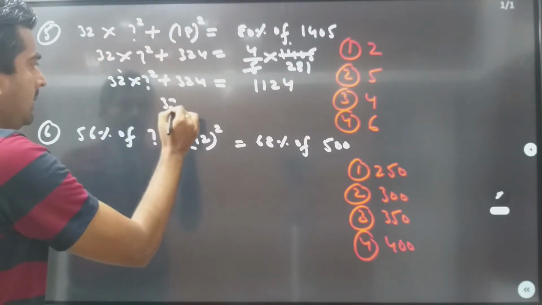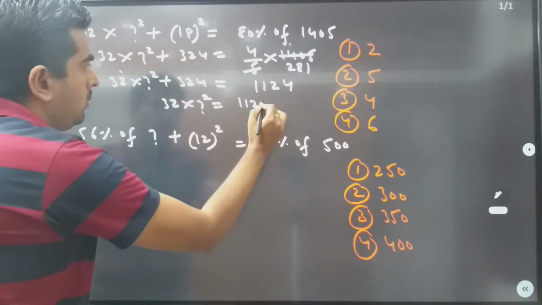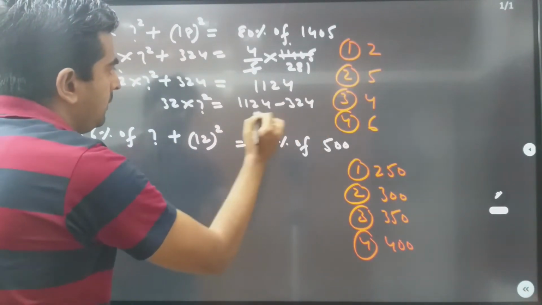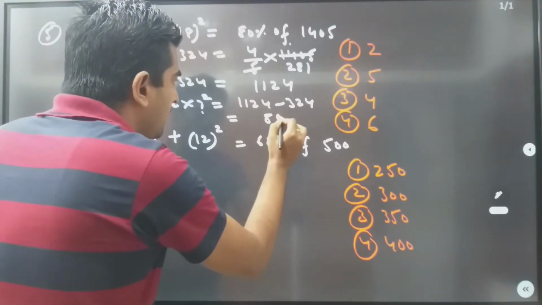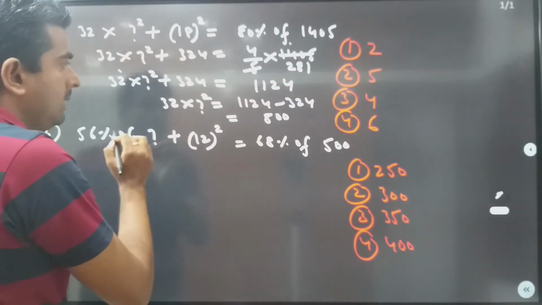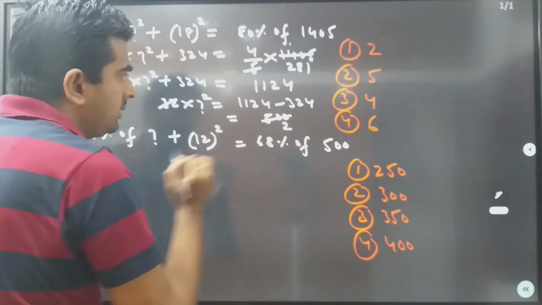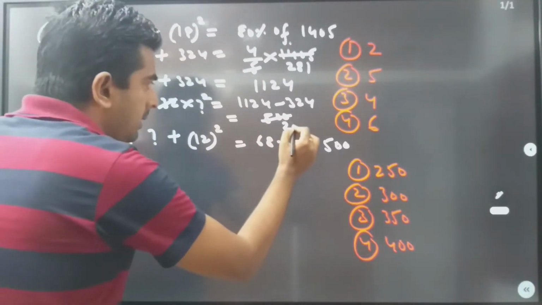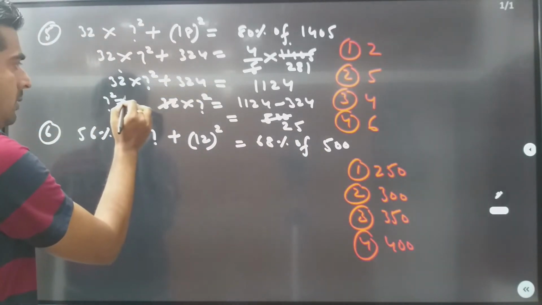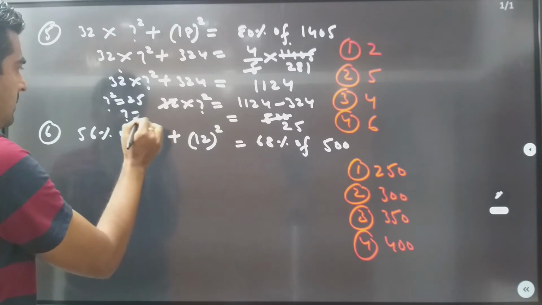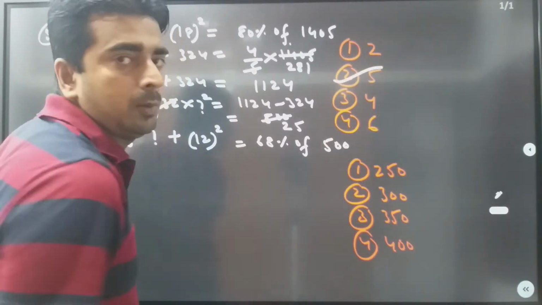So 32 into question mark square is equal to 1124 minus 324. What is 1124 minus 324? 800, right? So this will go how many times? 32 twos are 64, 32 fives are 160, so 32 twenty-fives are 800. So question mark square is equal to 25. What is the value of question mark? Square root of 25, which is 5. My answer is the second option.